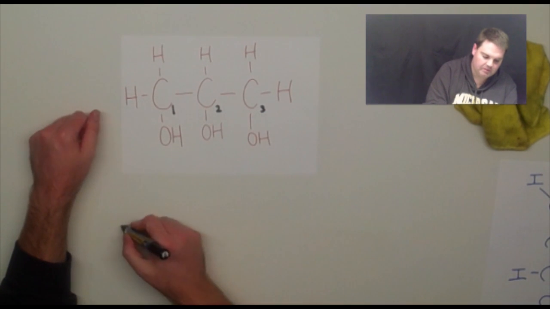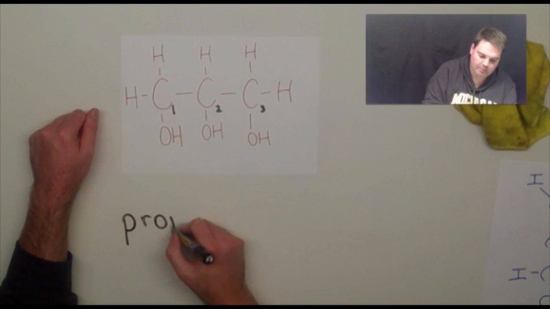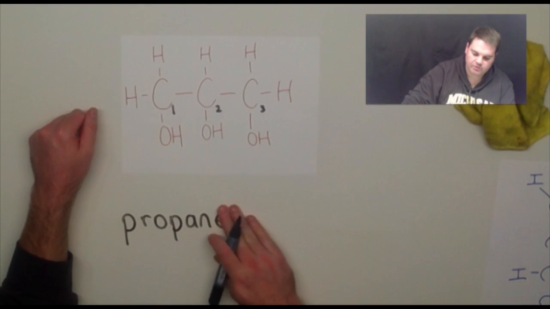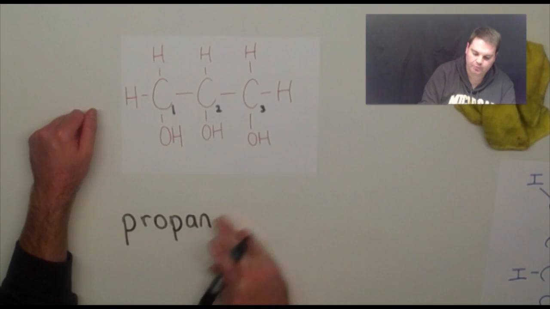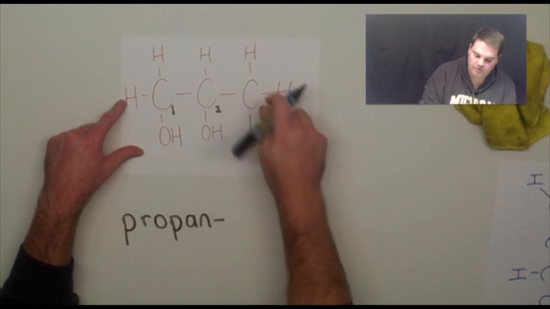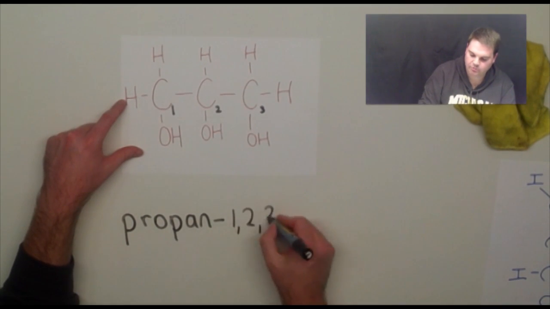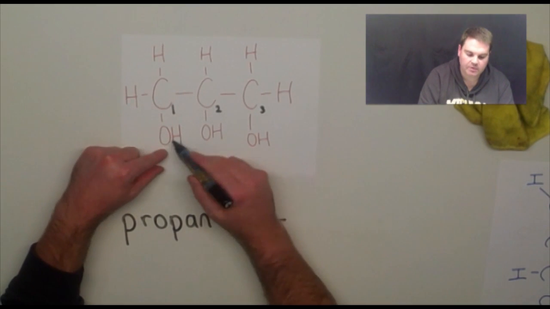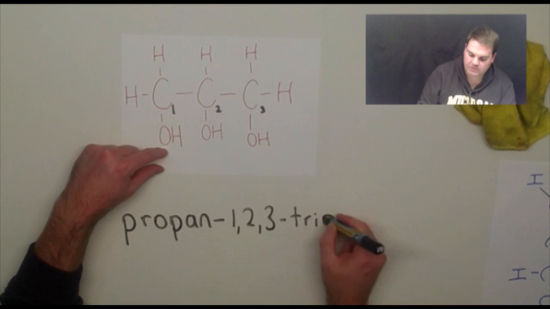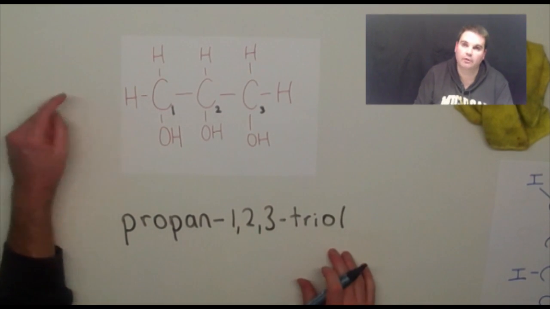So 3 is propan. Normally it would be propane, but because we've got an alcohol functional group, we don't put the E in. So it's propan, and then we start numbering. On the first, the second, and the third, we have a hydroxyl group, and because there's 3 of them, we use triol. So this is propan-1,2,3-triol.